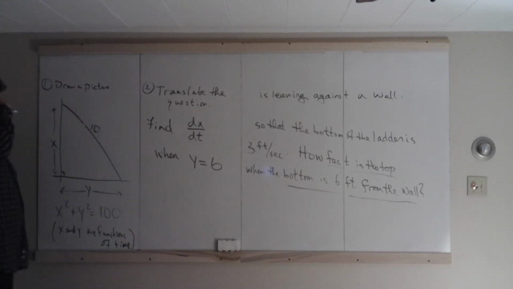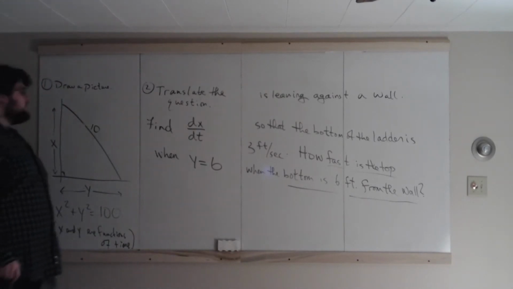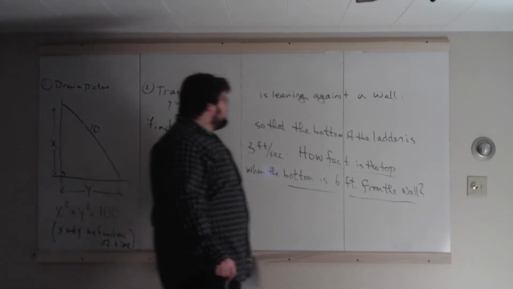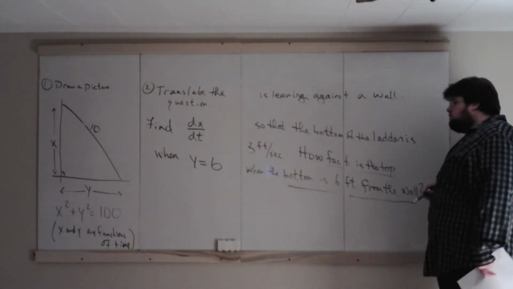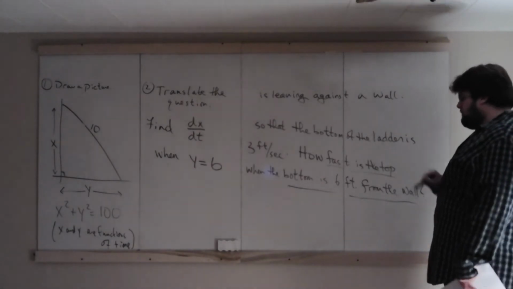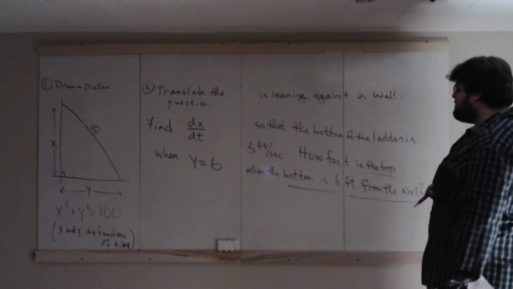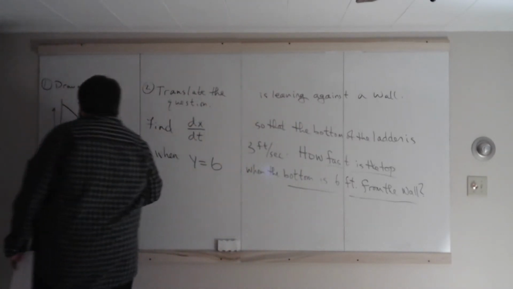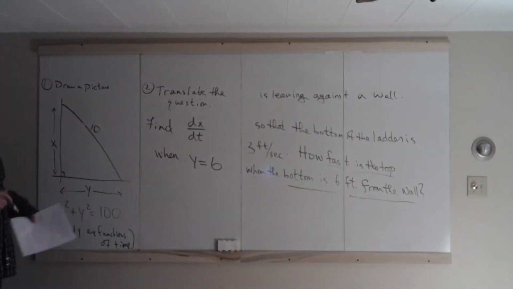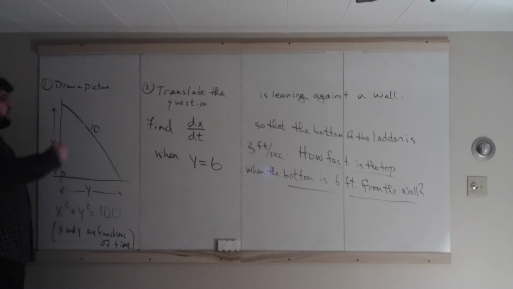What else does this question tell us? It tells us a number, 3. What does that 3 have to do with anything? It begins to slip so that the bottom of the ladder is moving at a rate of 3 feet per second. The bottom of the ladder is moving at 3 feet per second. That's a rate. Which rate is it? It's telling us how y is changing as time is changing.